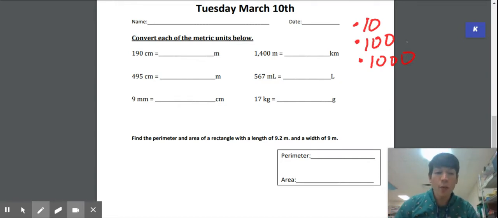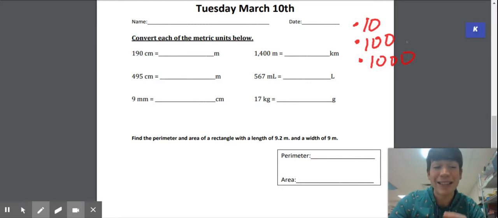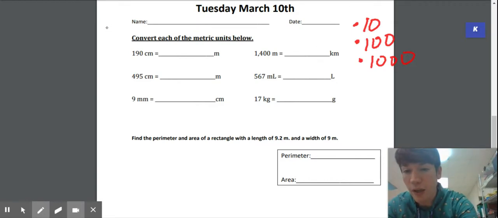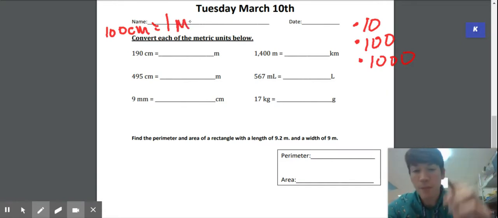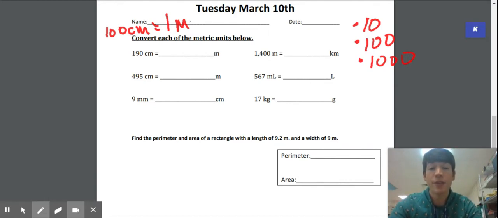Now, we're choosing whether to multiply or divide based upon whether our unit is getting bigger or getting smaller. So for example, this first one here says 190 centimeters equals some number of meters. One thing we know, hopefully, is that 100 centimeters equals 1 meter. That means if we have 190 centimeters, we definitely have over 1 meter, and we almost have 2 meters, since 200 centimeters would make 2 meters.